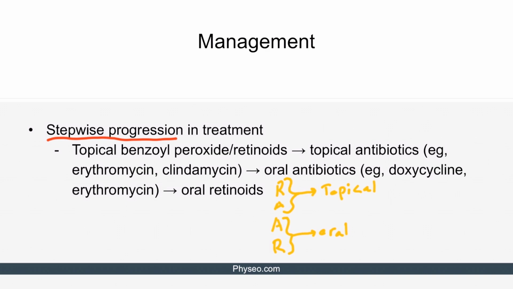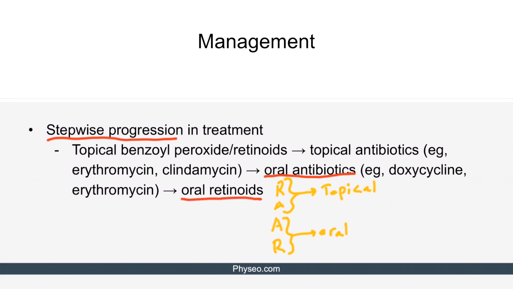Topical antibiotics, like erythromycin and clindamycin, can be given if these fail. After that, we would try an oral antibiotic like doxycycline or erythromycin. So you can see we're transitioning from topical to oral now. Then if all else fails, the patient can be given an oral retinoid agent.